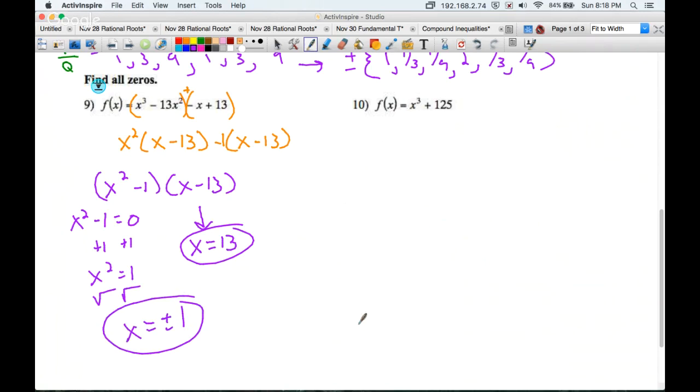And what's useful by the fundamental theorem of algebra is we know that we're done here. I count 1, 2, 3 zeros. This is a third degree polynomial. I know I've got all of the roots.